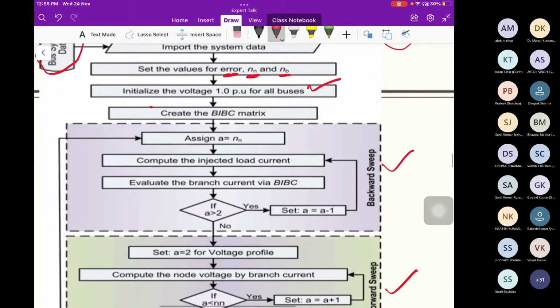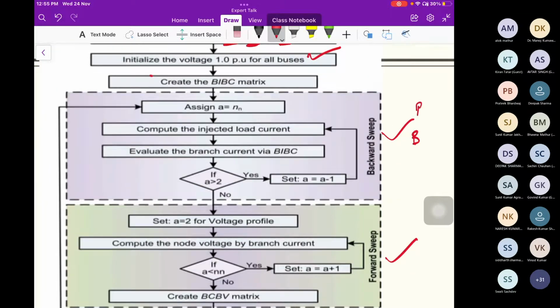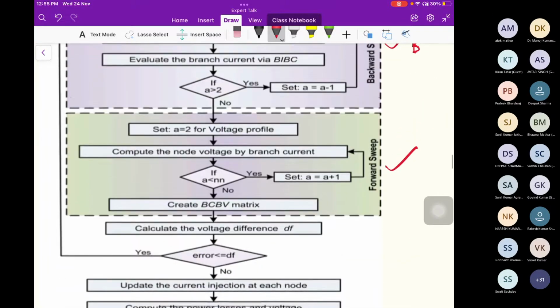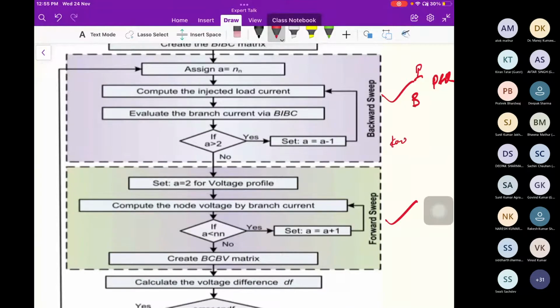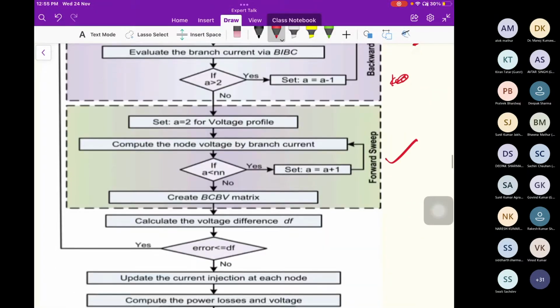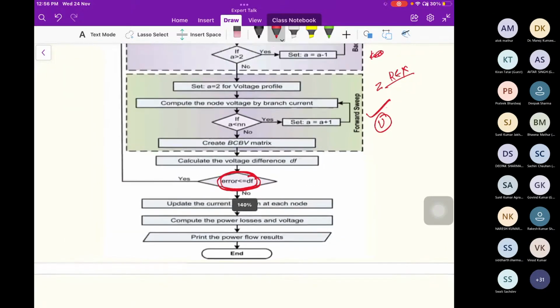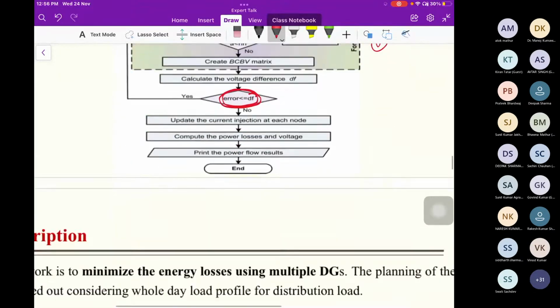And further, we will calculate the B value and I value, the current injections, with the help of the P and Q, and the losses we have calculated. Z value, yes, we can see the R and X value. We calculate the voltage value, and further if that satisfies the error condition, we can achieve the losses, voltage and current values.